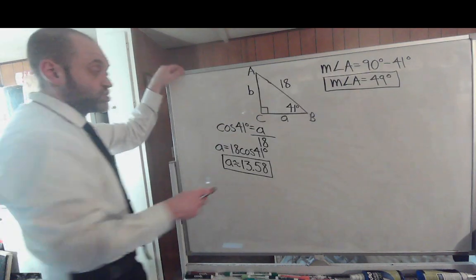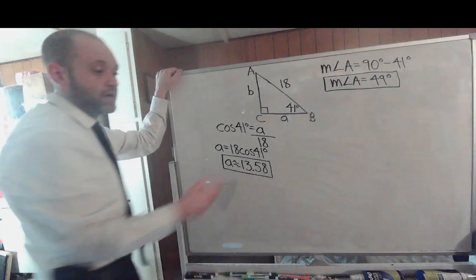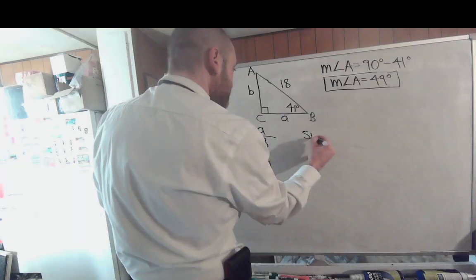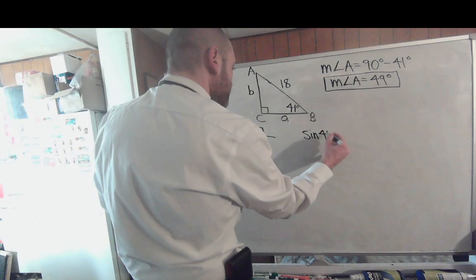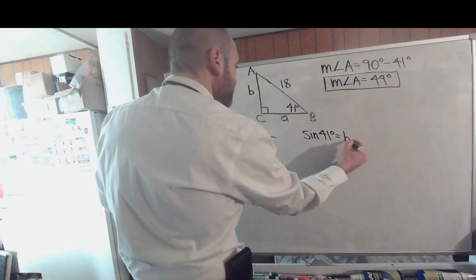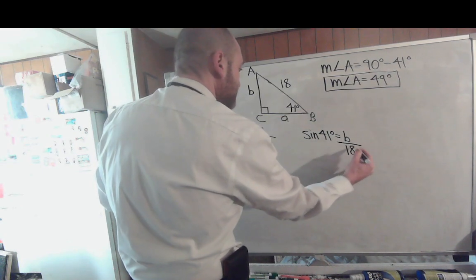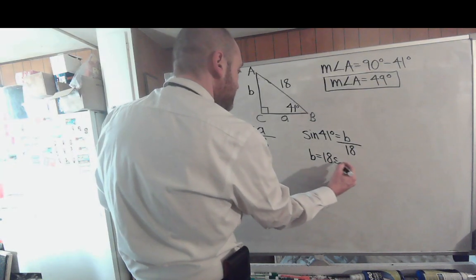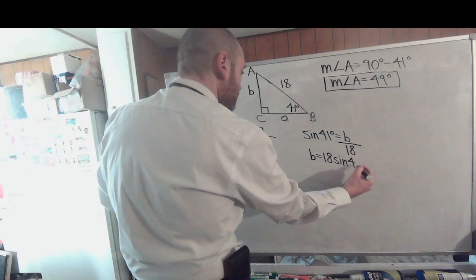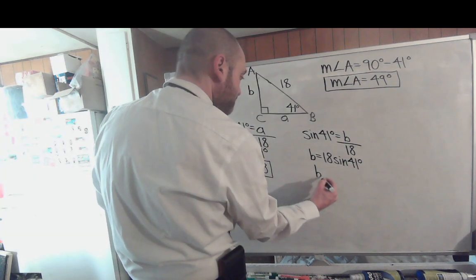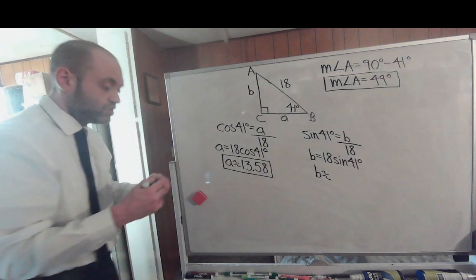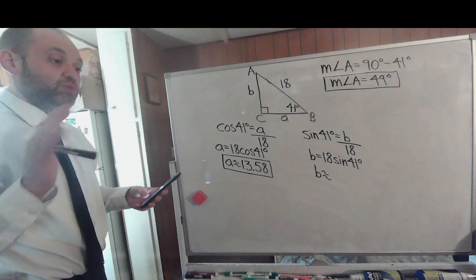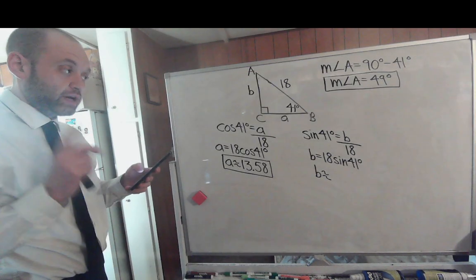Is there a relationship between the opposite side and the hypotenuse? Yeah, that's the sine function, right? So that means the sine of 41 degrees equals side B over the hypotenuse of 18, which means B is going to equal 18 times the sine of 41 degrees, which now we can get a 2 decimal place approximation if we calculate this. And once again, I want to remind you, please make sure your calculator is in degree mode.